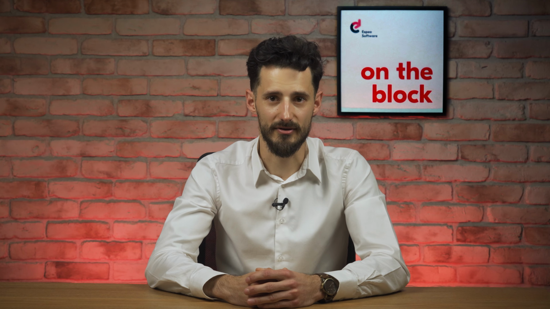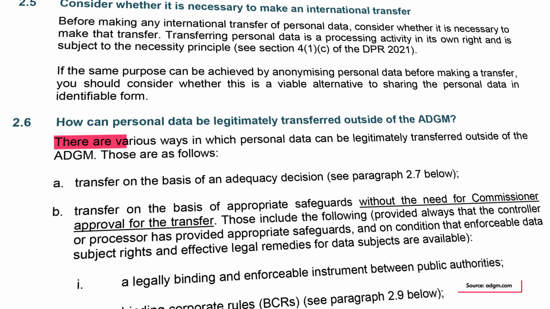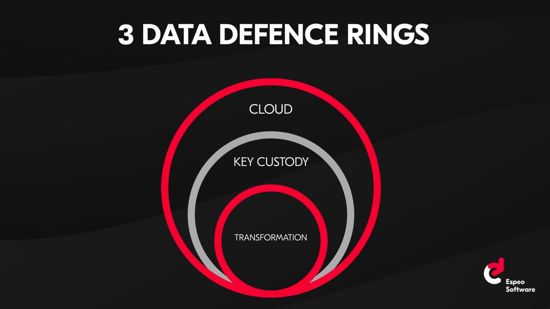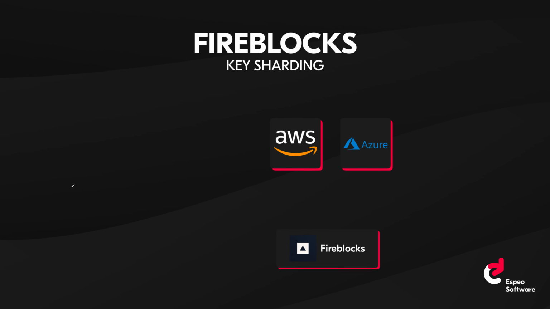The same setup also clears the Abu Dhabi data protection laws, which insist on encryption at rest, annual pen tests, and a lawful basis for any export. The middle ring is key custody. We hand that to Fireblocks' MPC CMP engine.